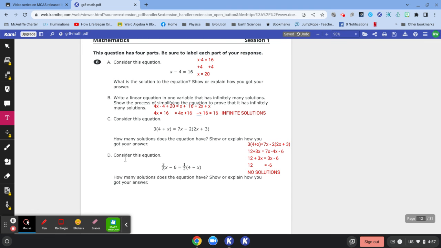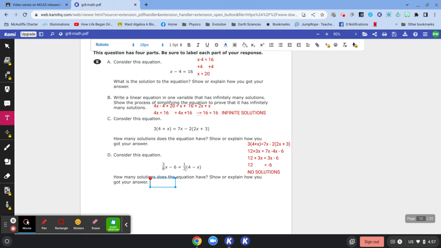Okay, so let's look at D. Consider this equation. How many solutions does this equation have? Show or explain how you did the work, how you got the answer. So we're just going to have to solve this. So I'll just start working from what we have. So we've got 3/8 x minus 6 equals 1/2 times 4 minus x.